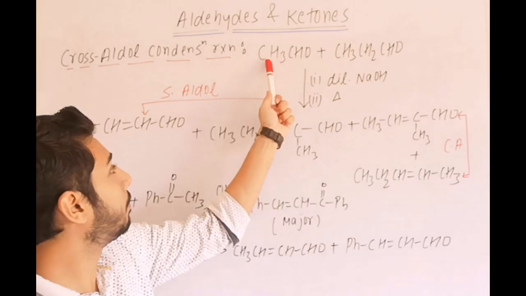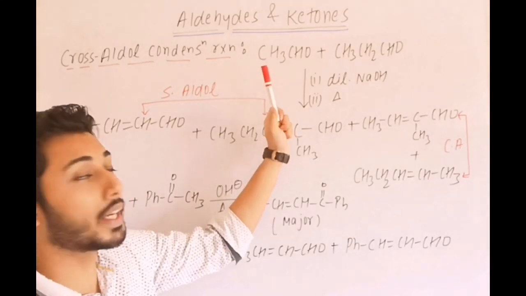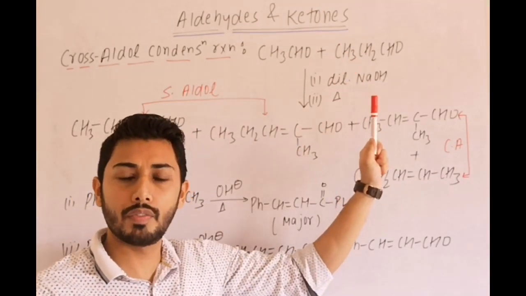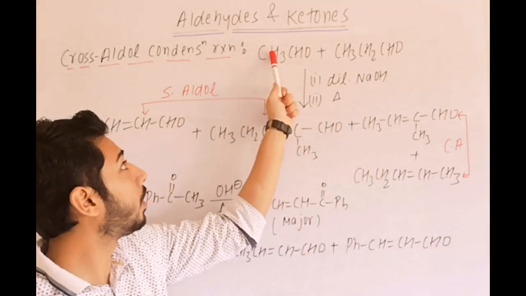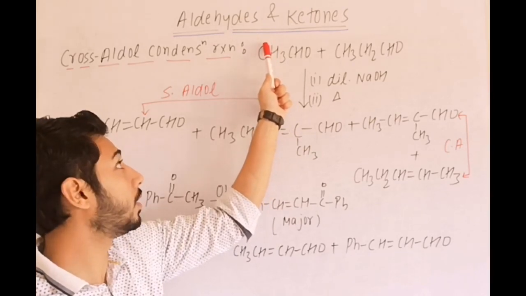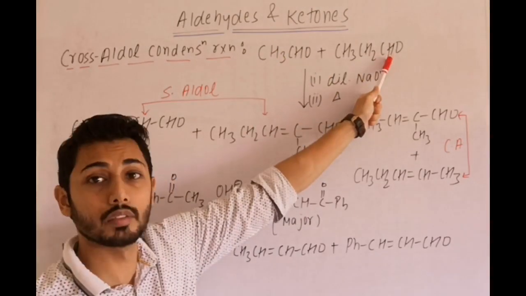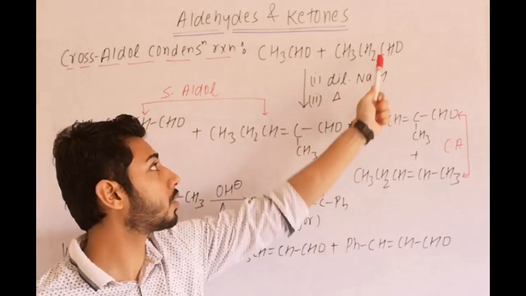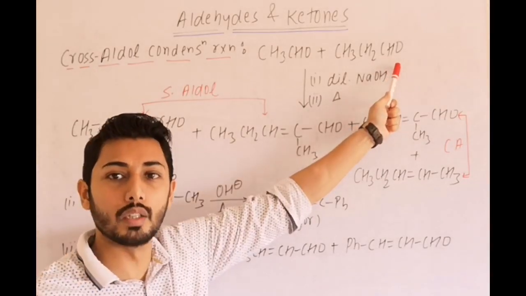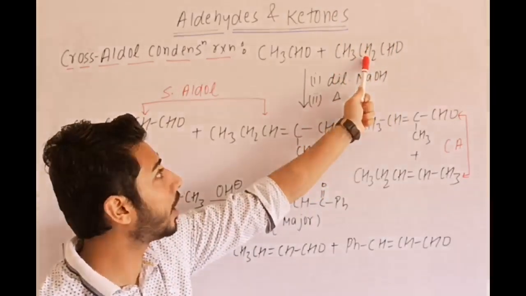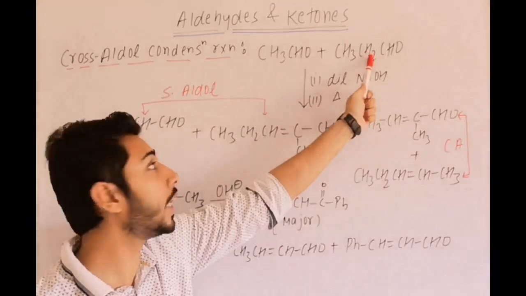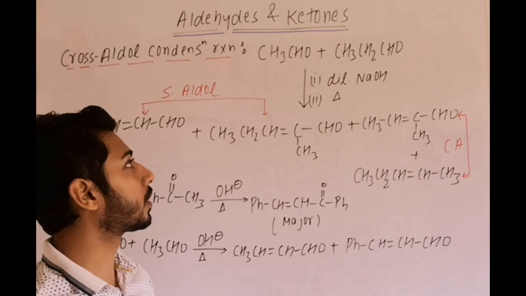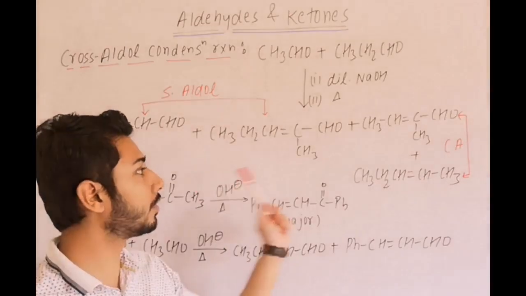If this compound reacts with itself, we will get the self-aldol product. If this other compound reacts with itself, we again get a self-aldol product. If this compound's alpha carbon, which becomes negative, adds as a nucleophile on the other carbonyl, it gives a cross aldol product. And if the other alpha carbon becomes the nucleophile and adds on the first carbonyl, this becomes another cross aldol product. So here I am writing the 4 products.